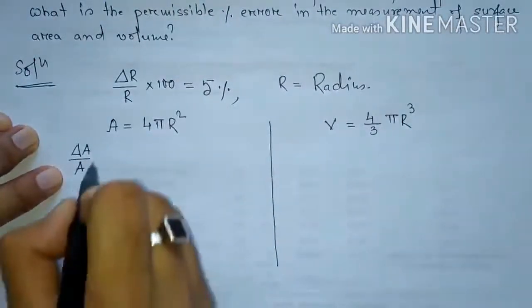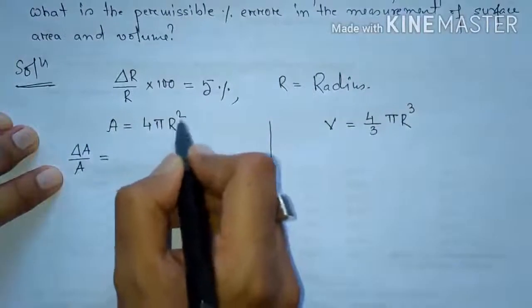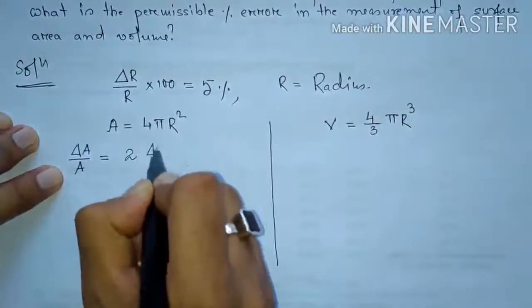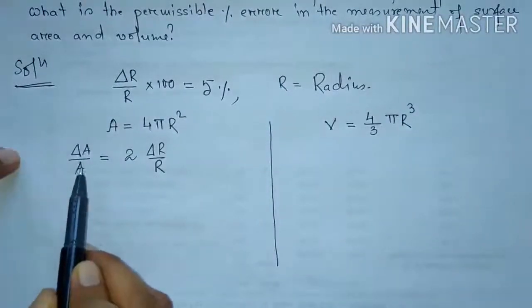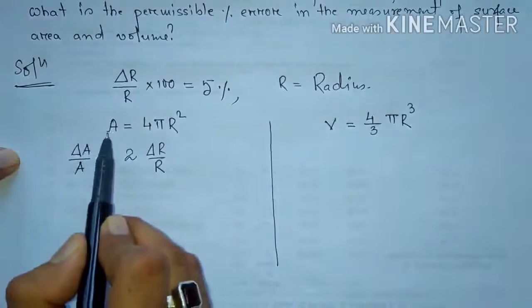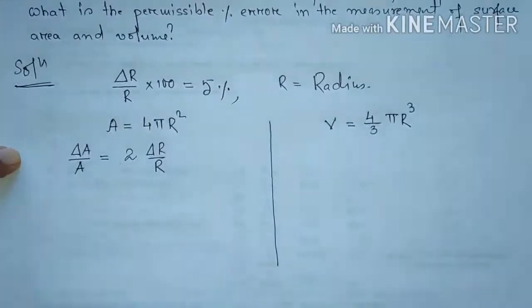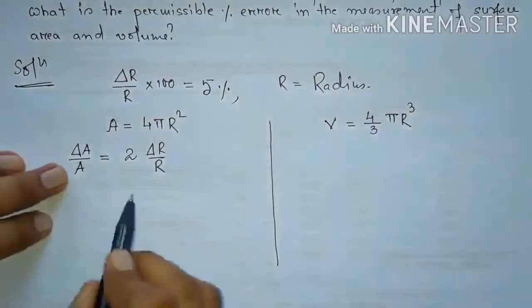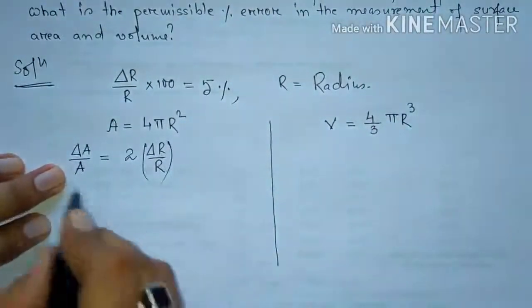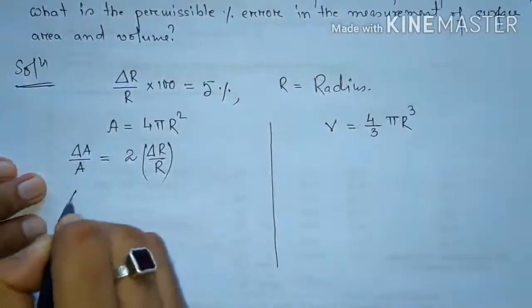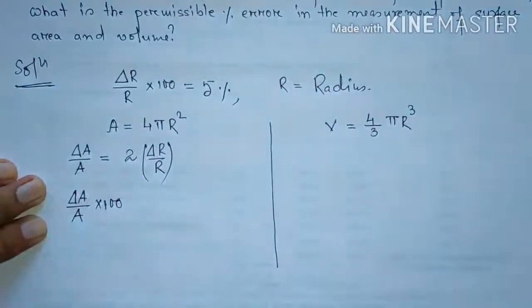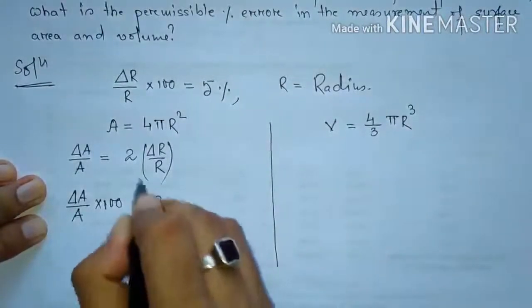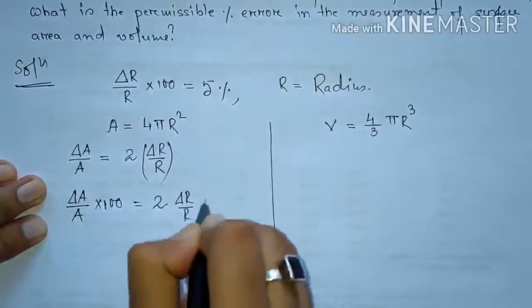So delta A by A will be equal to, what is the power of R? It is 2. So it will be 2 into delta R by R, because when you are finding delta A, 4 pi will be constant. When you are dividing it by A, again there will be 4 pi, so 4 pi will get cancelled out. So 2 into delta R by R. So percentage error in surface area will be delta A by A into 100. That is what they want. So this will be equal to 2 delta R by R into 100.